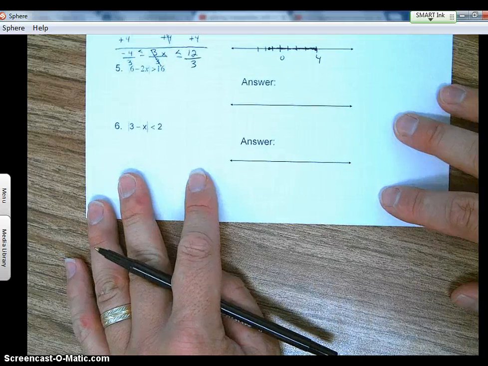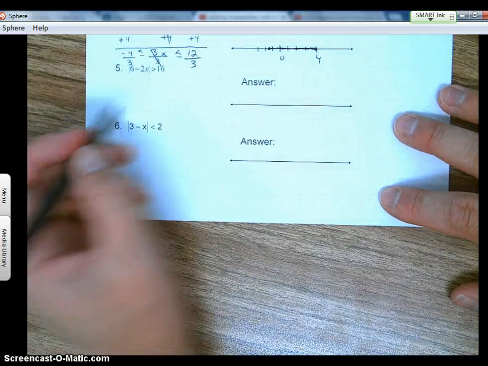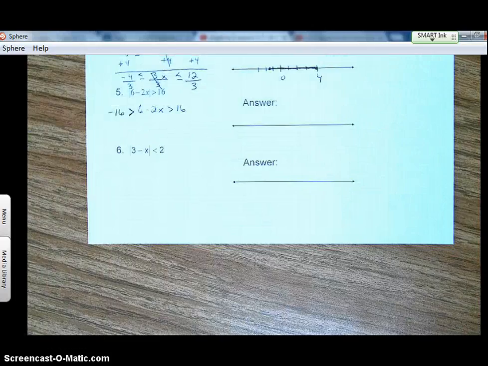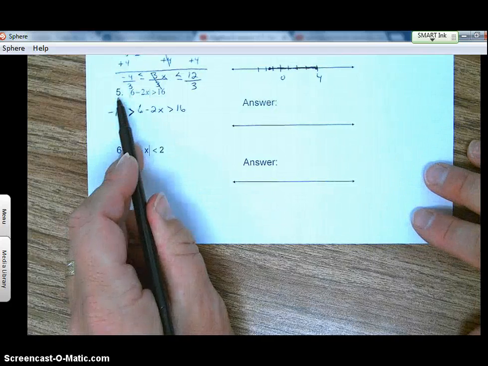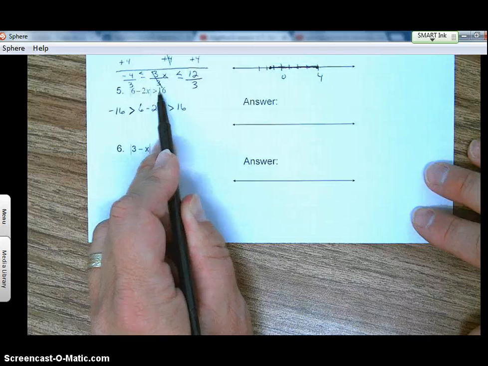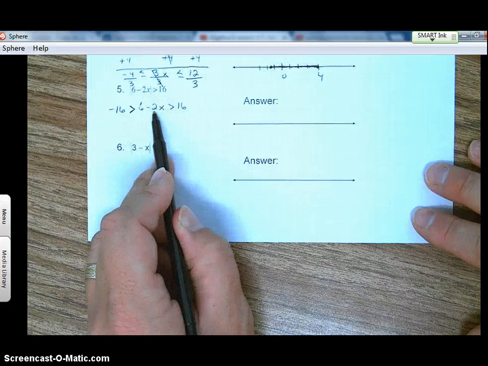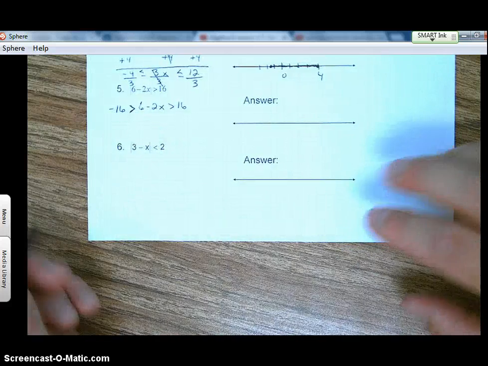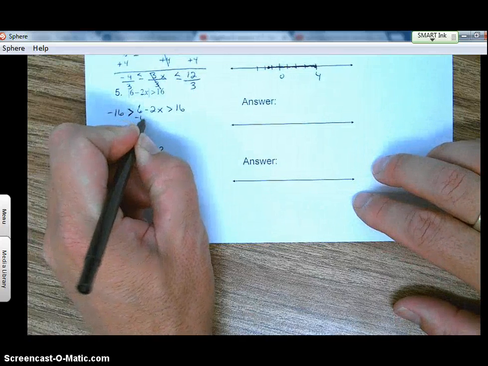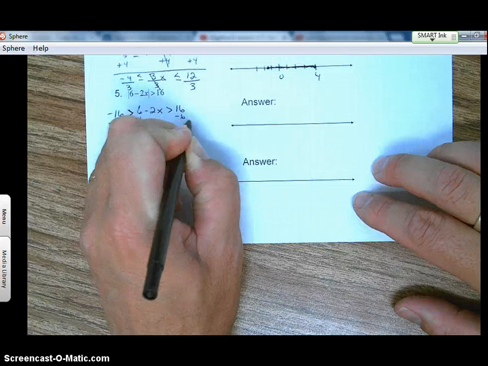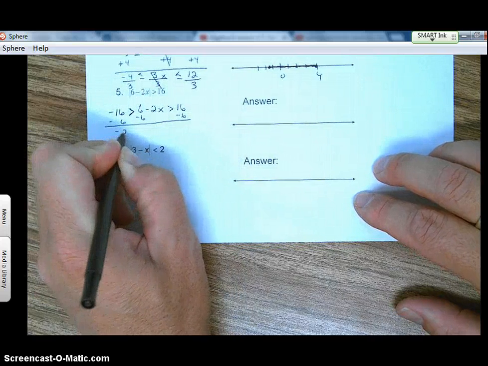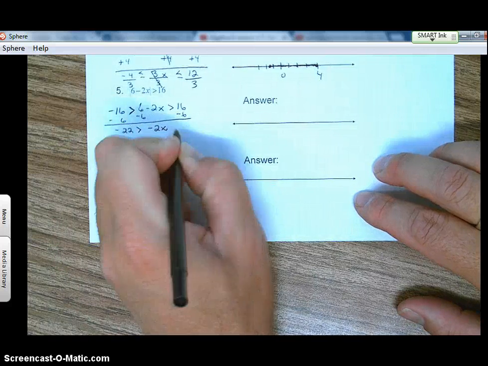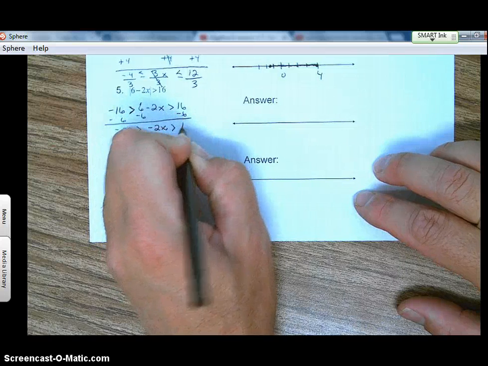Okay, so let's take a look at number 5. I'm going to set it up similar to the previous one. Okay, so number 5, I've set it up where I took the middle part and set it greater than 16. And then I took the middle part and set it less than negative 16. Okay, so we're going to solve just like before. So we're going to subtract the 6. So we got negative 22 is greater than negative 2x, which is greater than 10.